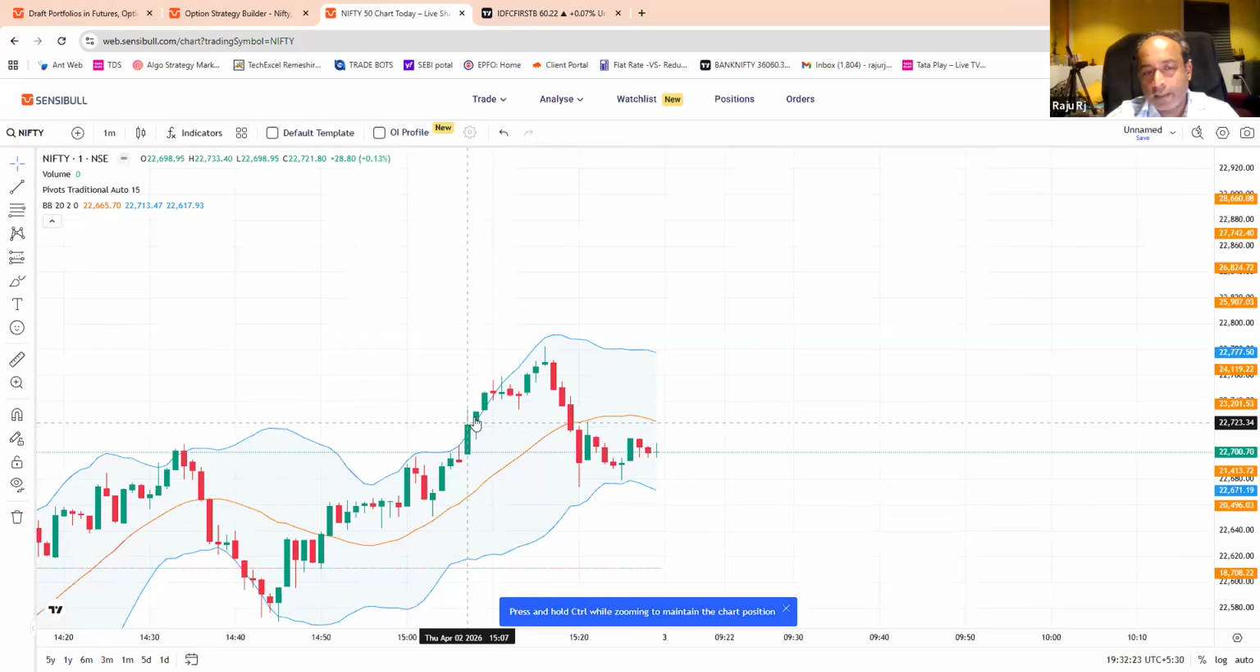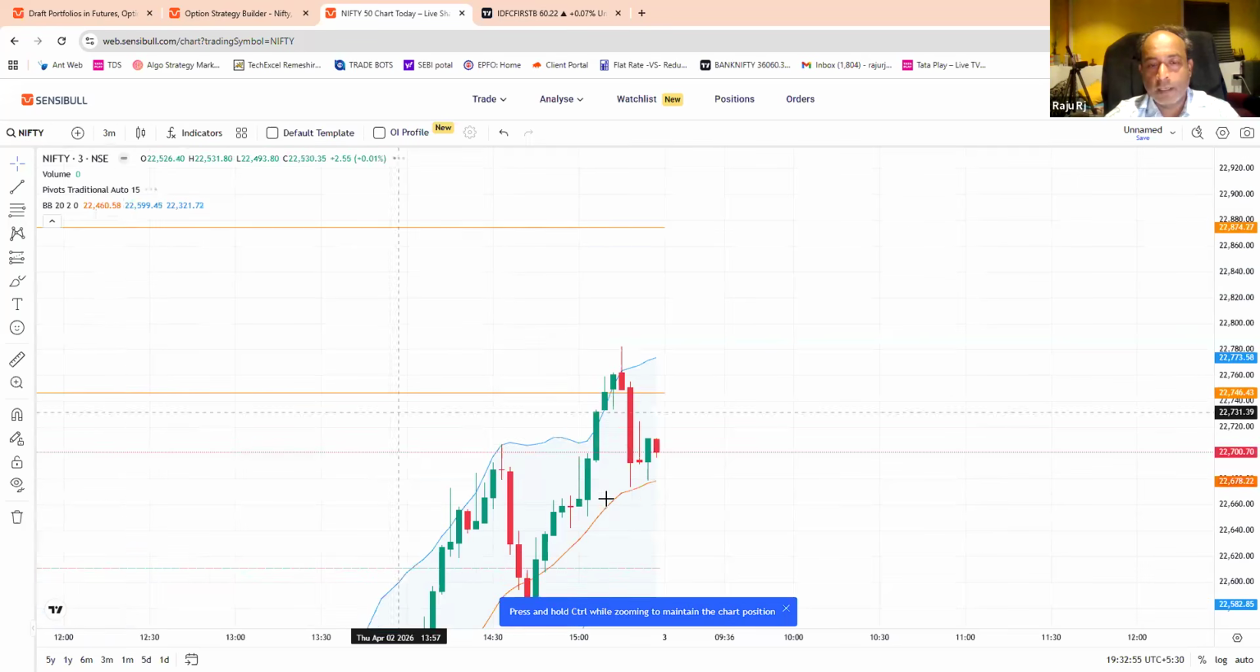Don't exit whenever it touches here. Whenever there is a candle below the upper Bollinger Band, this is the time where you have to exit, or else you can keep this as a stop loss. If you have entered here, you can keep the low of this as the Bollinger Band. Whenever it touches it, if you're trailing, you can trail this here and exit above the Bollinger Band. Above the Bollinger Band, it becomes bullish.